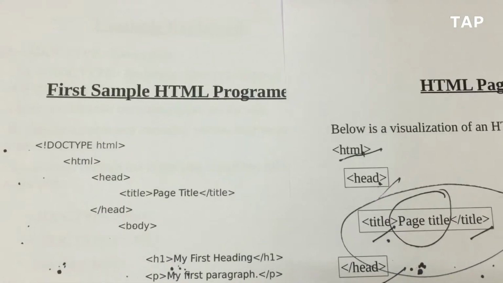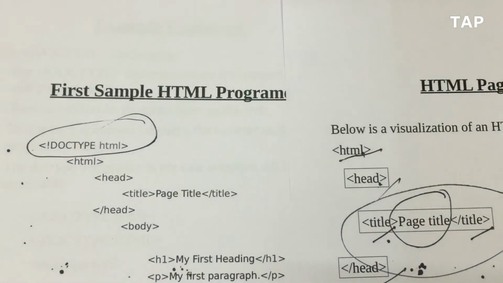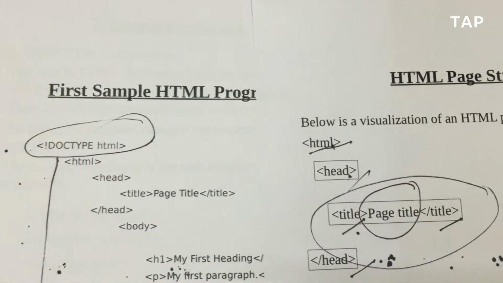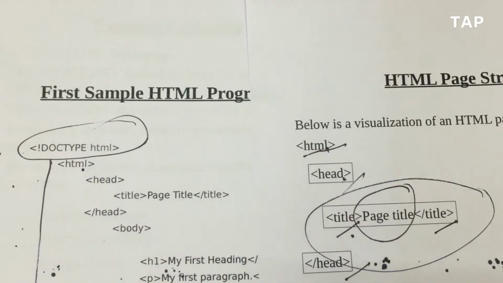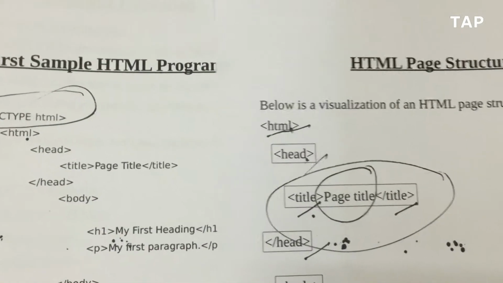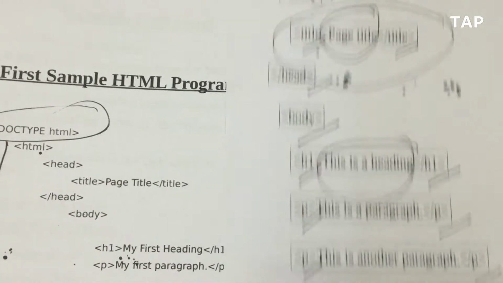Okay. So I'll tell you what this is. I have not told you this. From here to here, this is the HTML page structure. This is the HTML start, and this is the HTML end. I told you that your page structure should be HTML begin and HTML end.